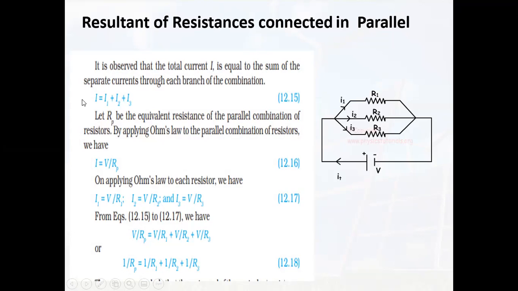Now putting the value of I in equation 12.15, then V upon R is equal to V upon R1 plus V upon R2 plus V upon R3. So now 1 upon R is equal to 1 upon R1 plus 1 upon R2 plus 1 upon R3.